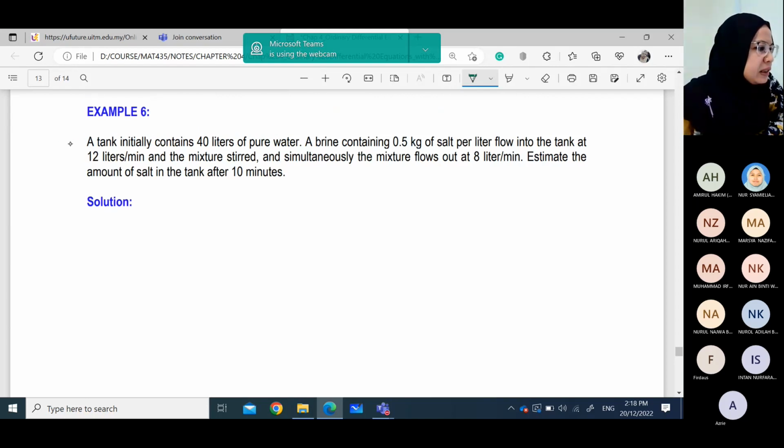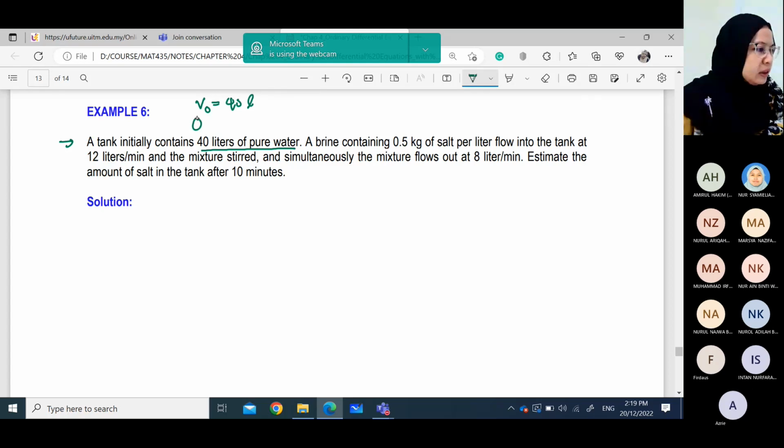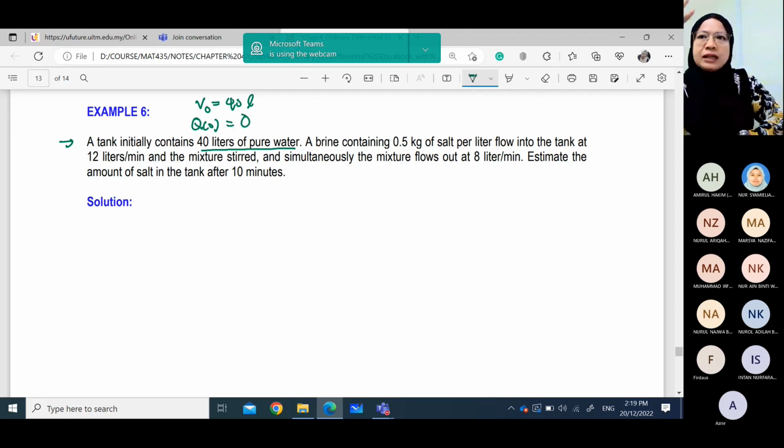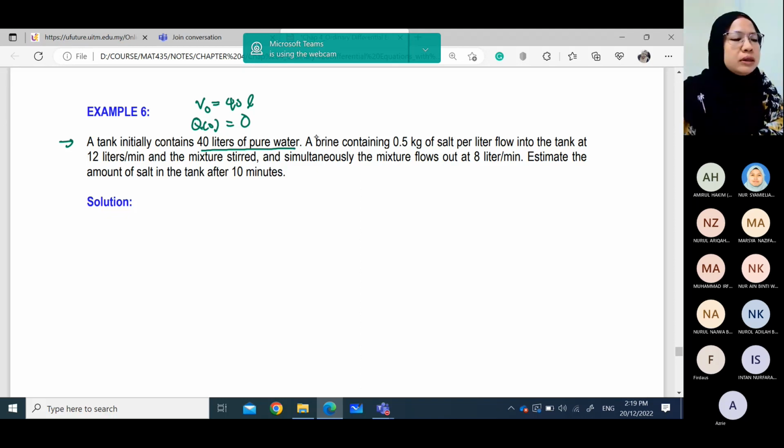Alright, so in this example, a tank initially contains 40 liters of pure water. So bila dia kata pure water, means that there is no any substance inside water. So here we can say that V naught volume is 40 liter. Oh, this one is L, 40 liter. And quantity of substance at T equal to 0 is 0. Maksudnya tak ada kandungan apa-apa bahan dalam water tu sebab dia kata pure water.